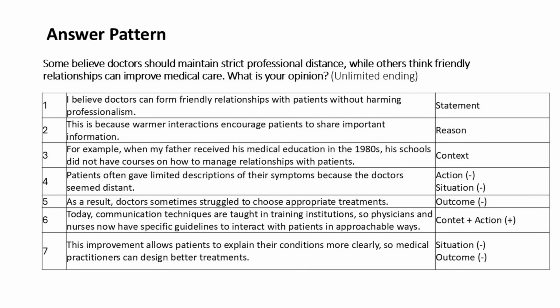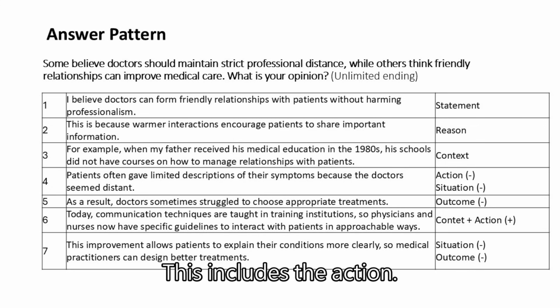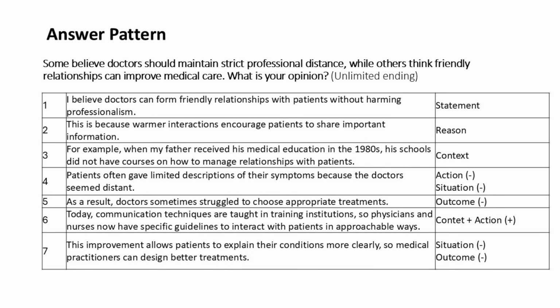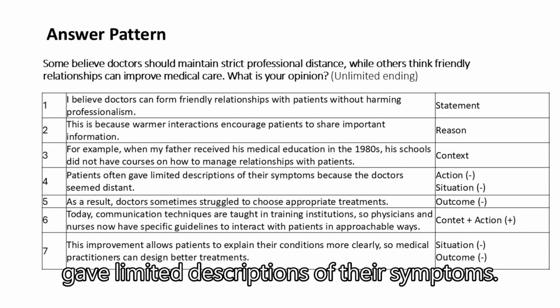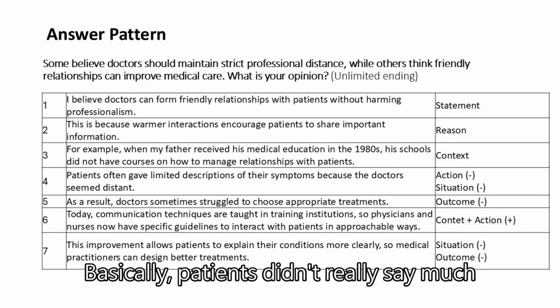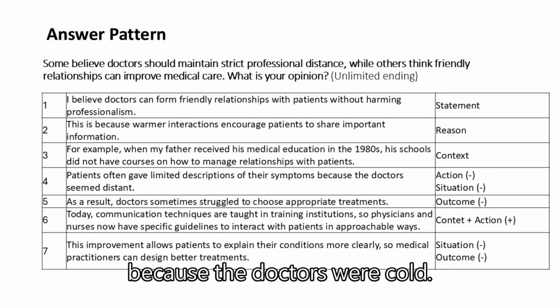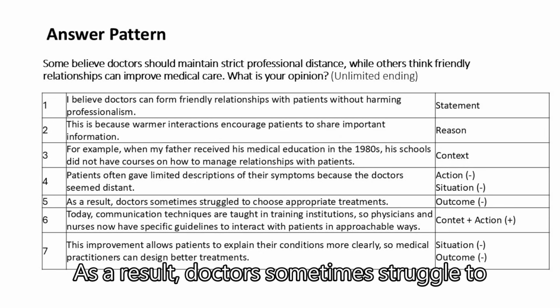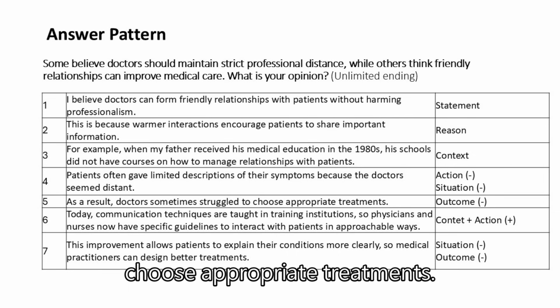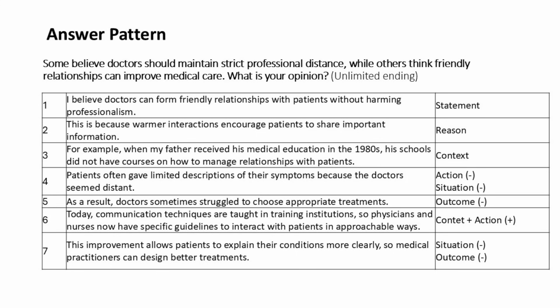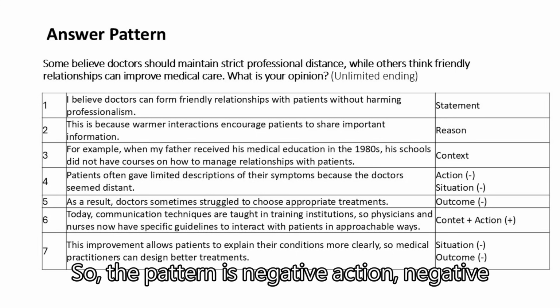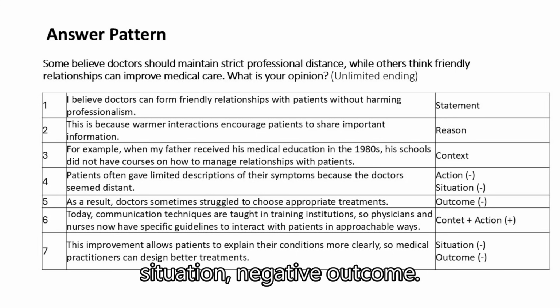Okay. All right, the next sentence. This includes the action: doctors seem distant. And the negative situation is patients often gave limited descriptions of their symptoms. So basically, patients didn't really say much because the doctors were cold. Okay. As a result, doctors sometimes struggle to choose appropriate treatments. So that's the outcome from that negative situation. So the pattern is negative action, negative situation, negative outcome.